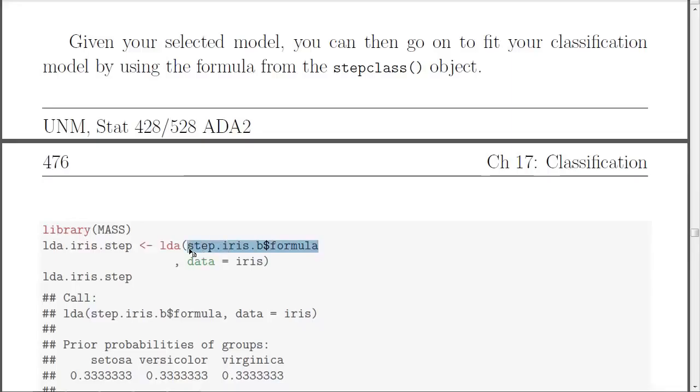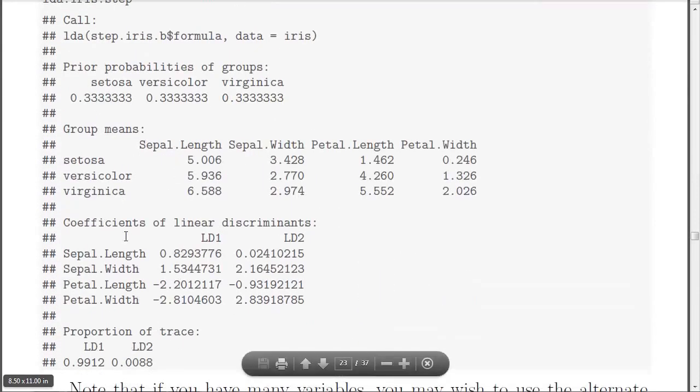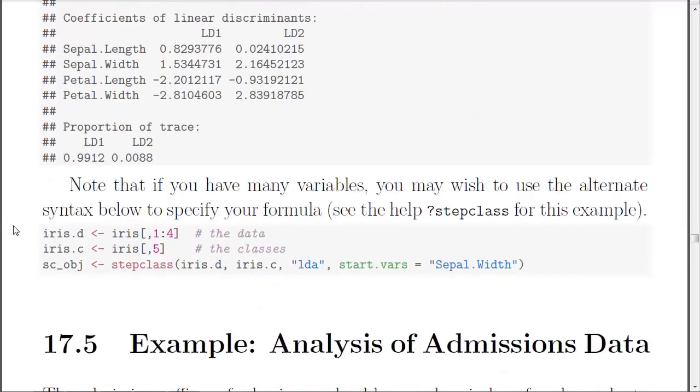We can also define it ourselves. It's pretty easy. You can use the function formula with parentheses to define a formula and assign it to an object. So here's the LDA. This is the LDA after performing backward selection. So if we want to look at the LDA results from the model that we arrived at, we can use LDA and just pull the formula right from our step class object. So there's all the output, and this is the same output we've seen before because we did LDA with all 4 variables before.